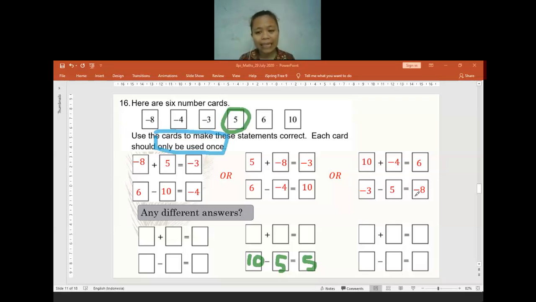Now my question: is there anyone having a different answer from mine? I can clarify and check it if maybe you have a different number. Is there anyone? No? Is it already the same? Okay, then I give you another one. -4 plus 10 equals 6. And then I have -3 minus -8. The final answer will be 5.